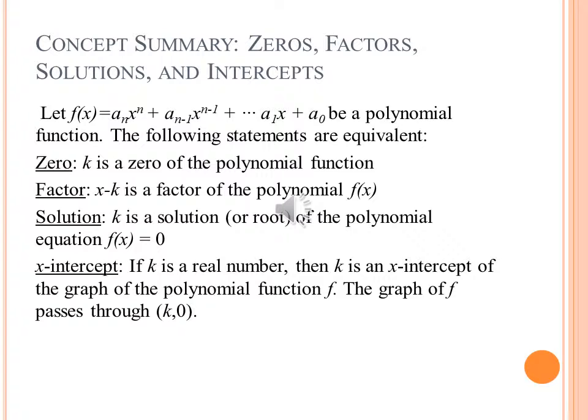In this concept summary, the function that is displayed is a polynomial function. The following statements are equivalent to this function. For zero, k is the zero of the polynomial function. For factor, x minus k is a factor of the polynomial function f of x. For a solution, k is a solution or root of the polynomial equation f of x equals 0. And for x-intercept, if k is a real number, then k is an x-intercept of the graph of the polynomial function f. The graph of f passes through (k, 0).